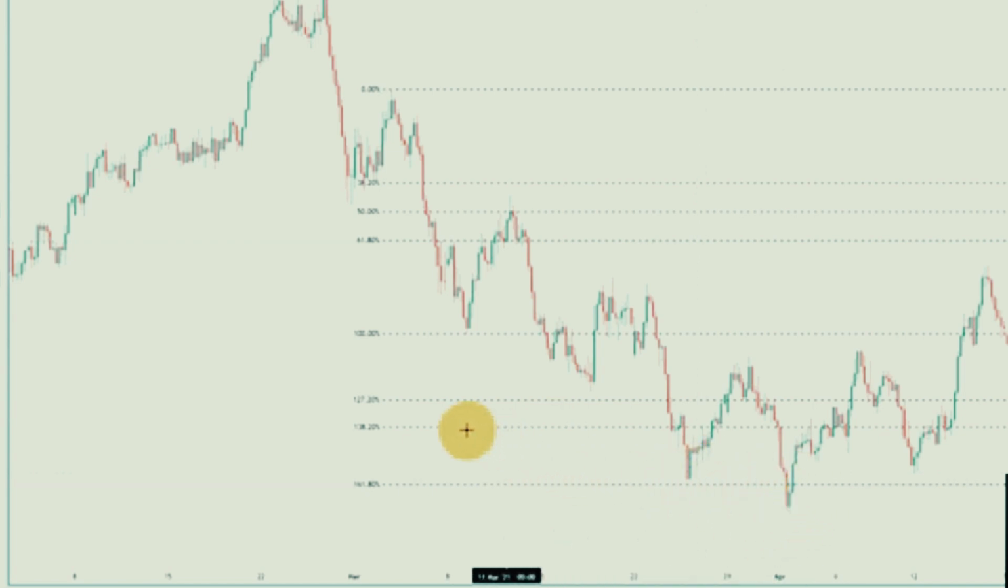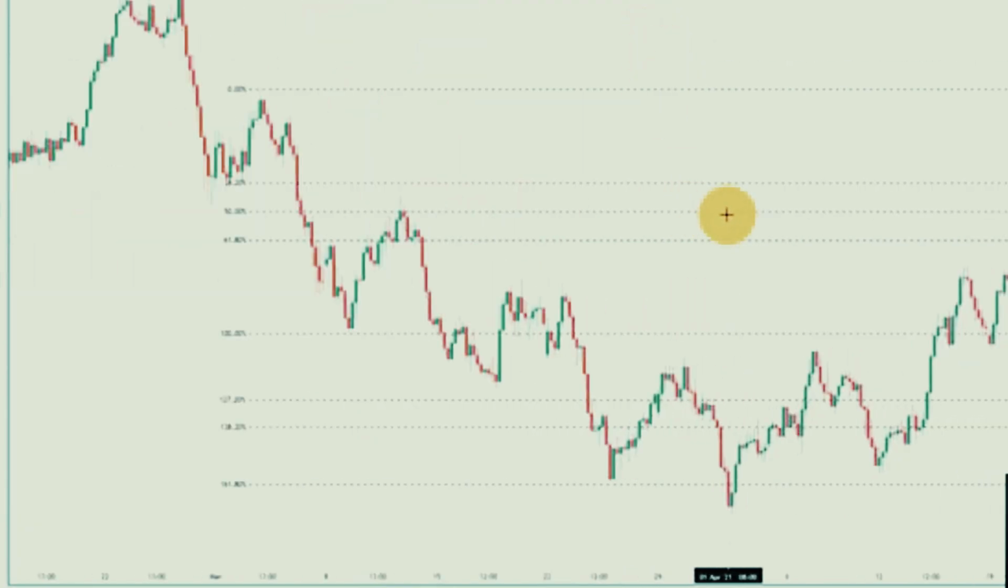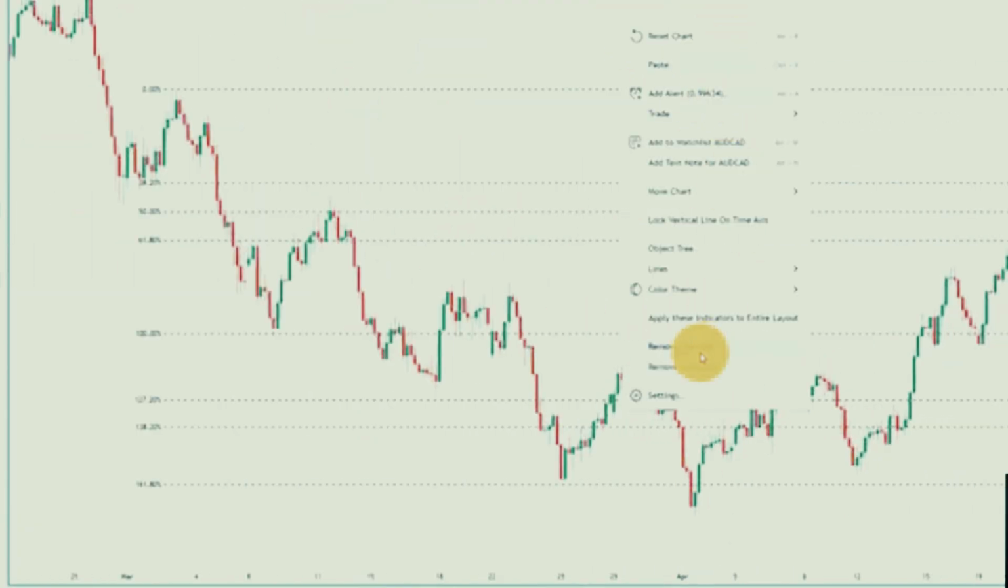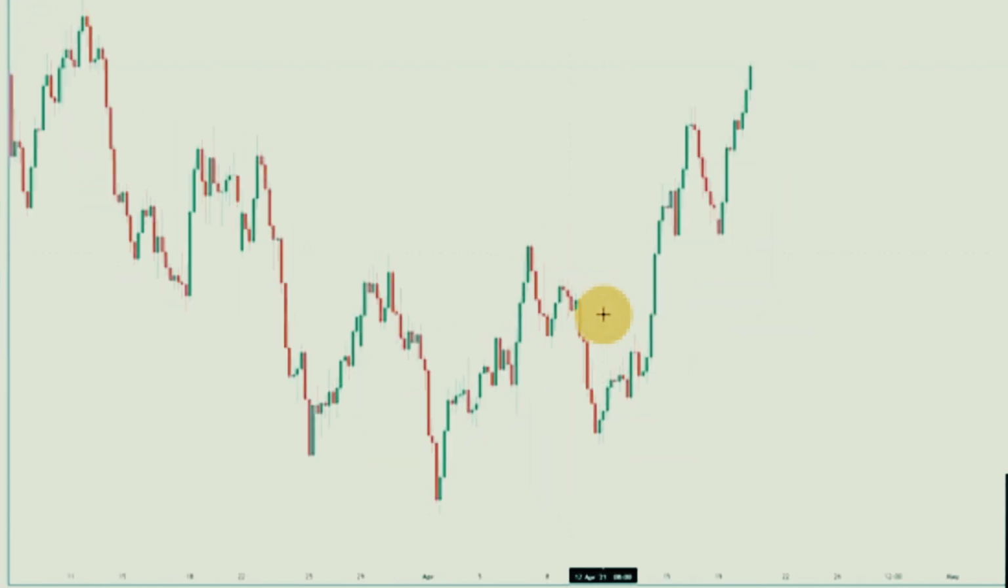So obviously the further away the target, the longer your holding time will be, and also the lower your win rate, but your reward to risk ratio will be higher. And I've explored in previous videos this relationship between win rate, holding time, and reward to risk ratio. But this is generally how you use Fibonacci. So let's take a look at the current situation.